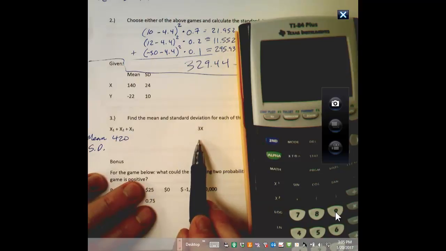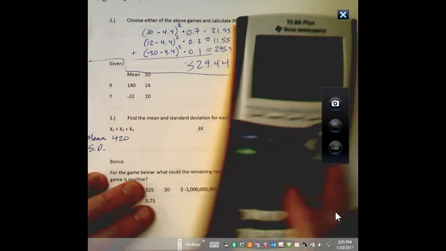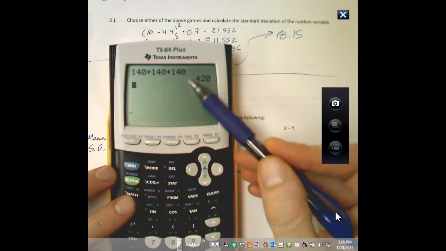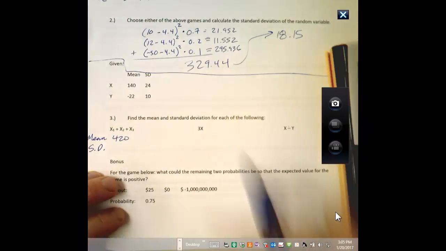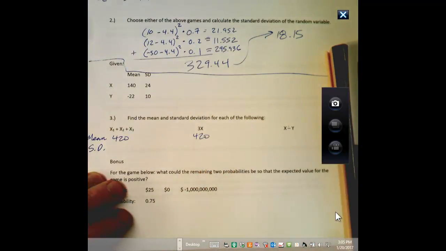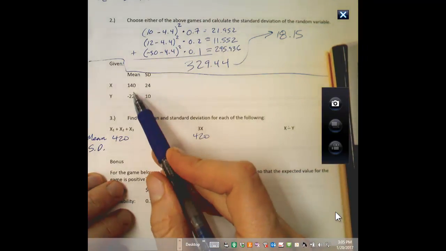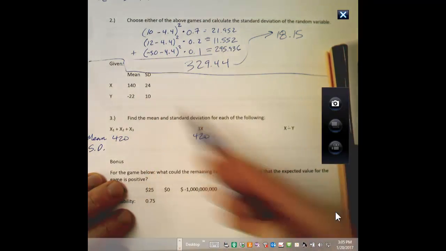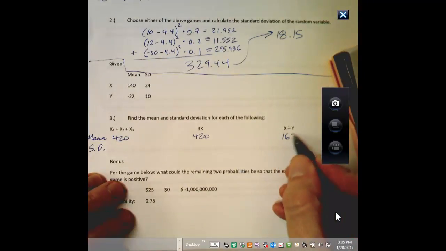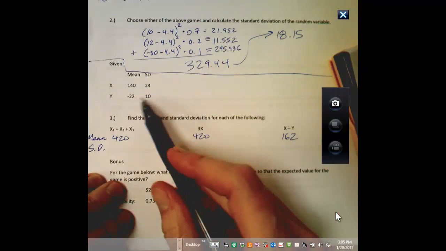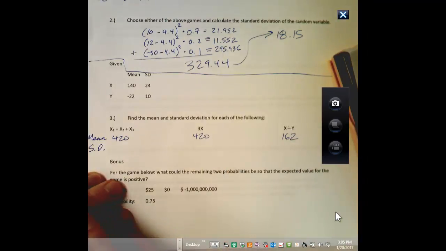And believe it or not, this one is the same. If I do 3x, that would just be the same thing. It'd be 140 times 3, and I would again get 420. And x minus y is pretty simple as well. I just do 140 minus negative 22, and I would get this. And remember, I'm subtracting a negative number. That's why I get 162.